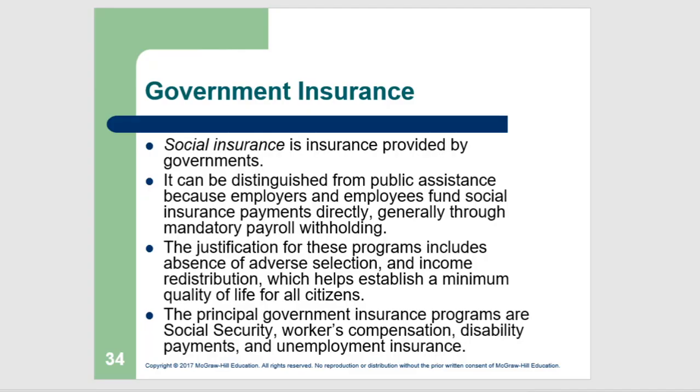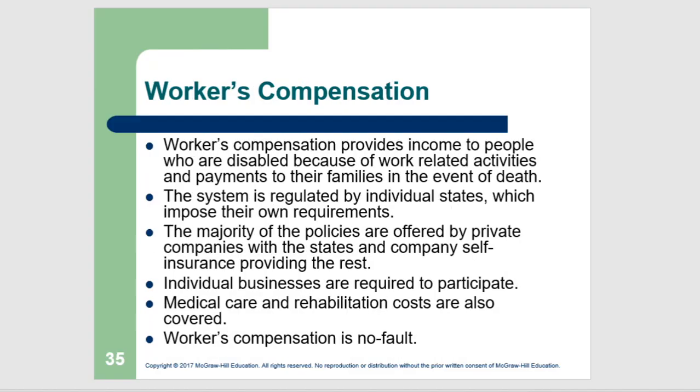The main ones are Social Security, workers' comp, disability, and unemployment. Workers' compensation provides benefits if you are disabled because of work-related activities. We talked about disability insurance already, where you could become disabled because you had a stroke or an accident at home, right? Workers' comp is specifically for injuries at work. And this matters because the rates that employers pay for workers' compensation insurance depend on how many claims they have against it.